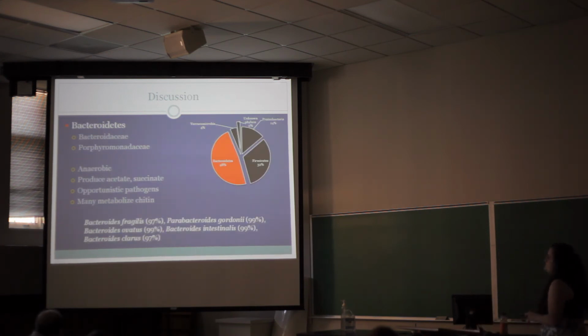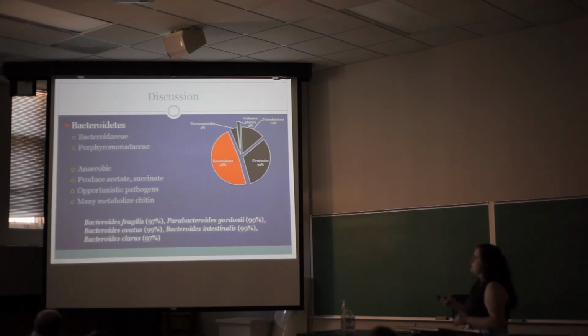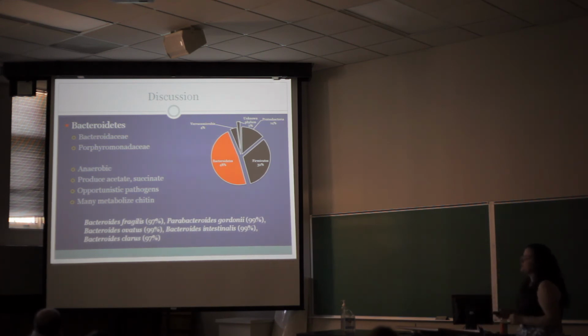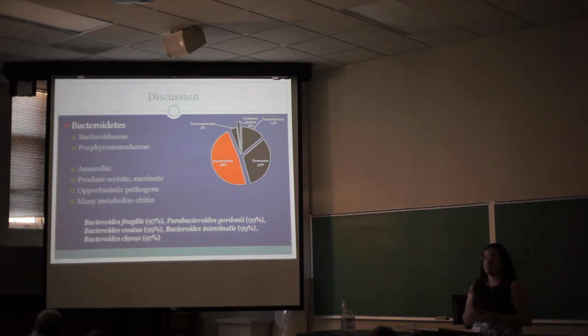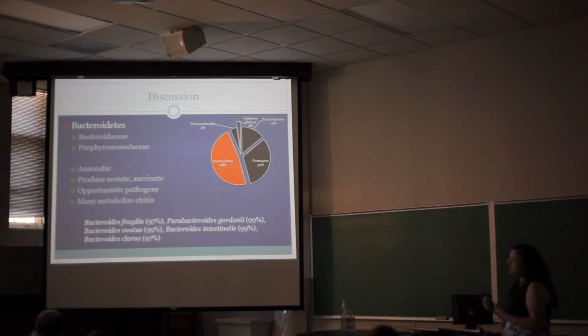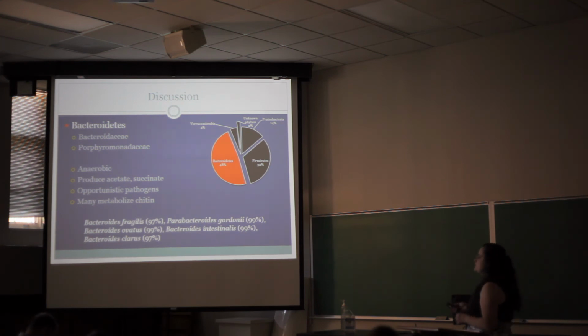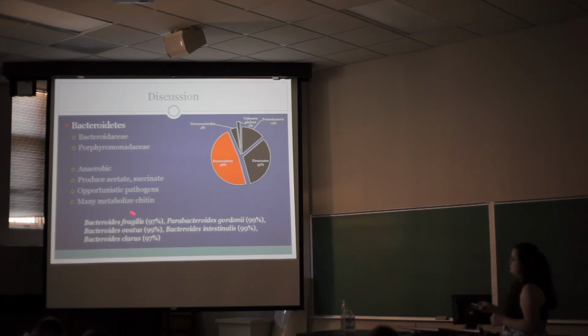Starting out, the largest group that I found were my Bacteroidetes, which made up 48% of my samples and included the families Bacteroidaceae and Porphyromonadaceae. These organisms are primarily obligate anaerobes, and they often produce acetate and succinate, which are utilized within the intestinal tract. Many of these are opportunistic pathogens, but they are found in the normal flora of other organisms. Many of the organisms, specifically one that I found, Bacteroides fragilis, metabolize chitin, which we would expect to see in an adult frog.